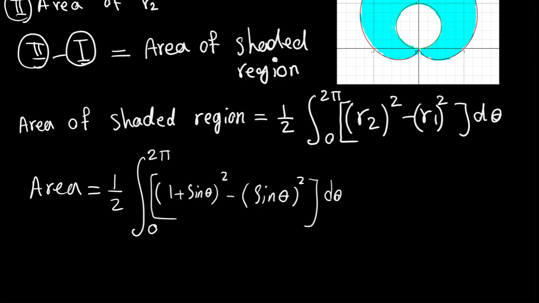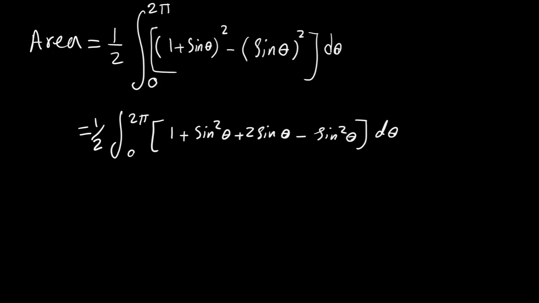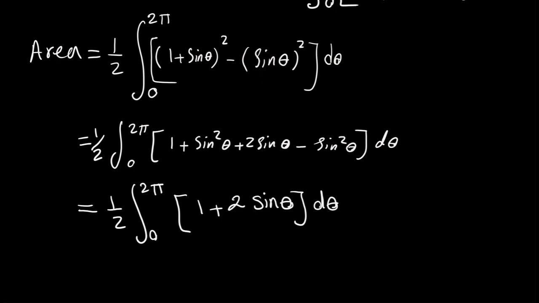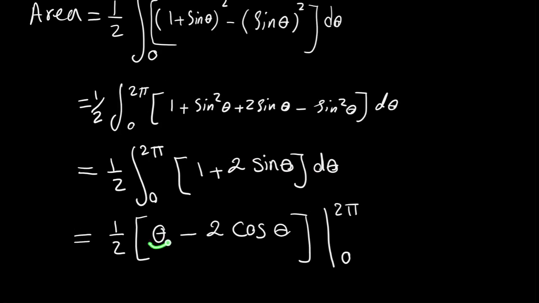At the next step, we need to expand (1 plus sine theta) squared. So we have 1 plus sine squared plus 2 sine of theta minus sine squared. If we simplify, because here we have 1 sine squared and 1 negative sine squared, then the remaining is 1 plus 2 sine of theta. So the integral of 1 is theta, and the integral of 2 sine theta d theta is -2 cosine of theta.